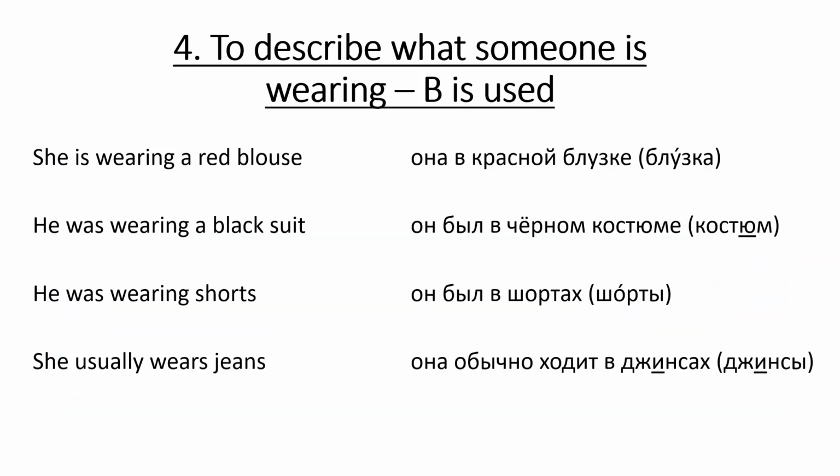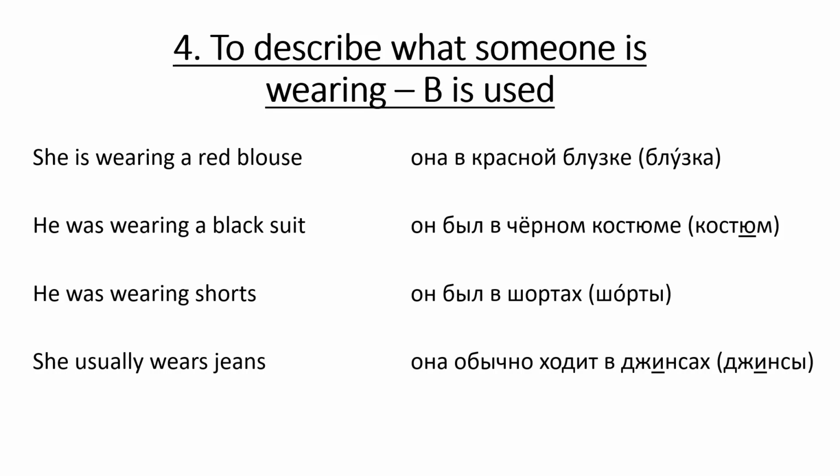The fourth use of the prepositional is to describe what someone is wearing. And for this, в is almost always used. So instead of using a verb to wear, in Russian, you just say the person is in what they're wearing. So, она в красной блузке. She is in a red blouse, or she is wearing a red blouse.